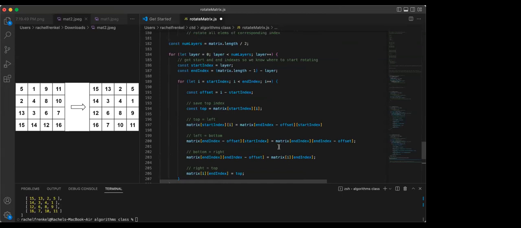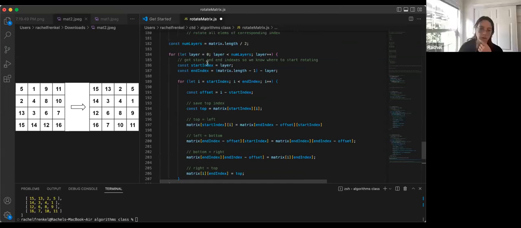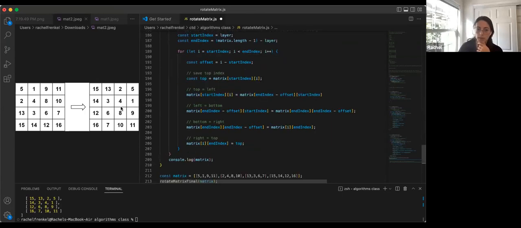N squared. Exactly. We've got 2 loops and they're going through each thing. It's got to touch each element in this matrix, and any matrix is going to be O of n squared because it's nested rows and columns.